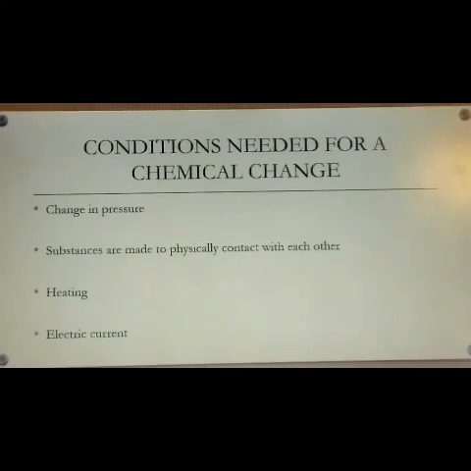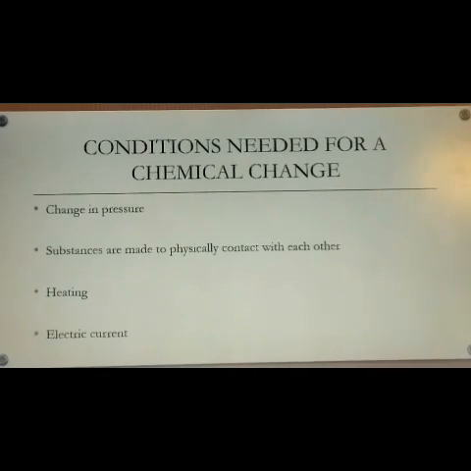When lemon juice is mixed with soda water, it produces brisk effervescence, which is otherwise not possible when they are separate. So, we can say that many chemical changes occur only when the substances are made to physically contact each other. So, the second condition is that we have to bring them into physical contact with each other, which also brings about a chemical change.